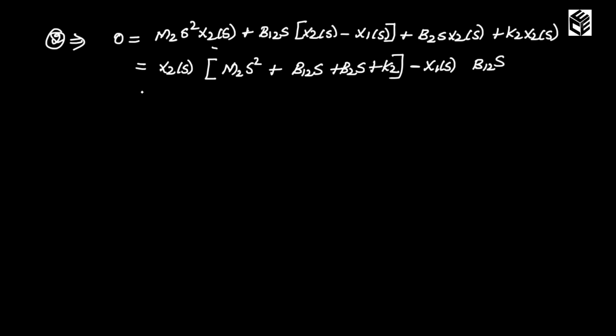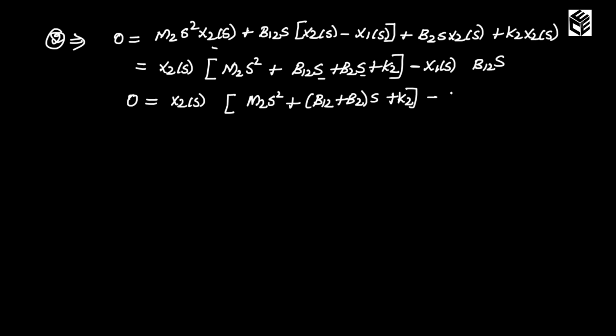Now I am going to rearrange this. 0 is equal to X2(s) into (m2 s² plus, taking s as a common factor, (b12 + b2) s + k2), minus b12 s into X1(s). I am going to take this as equation number 4.